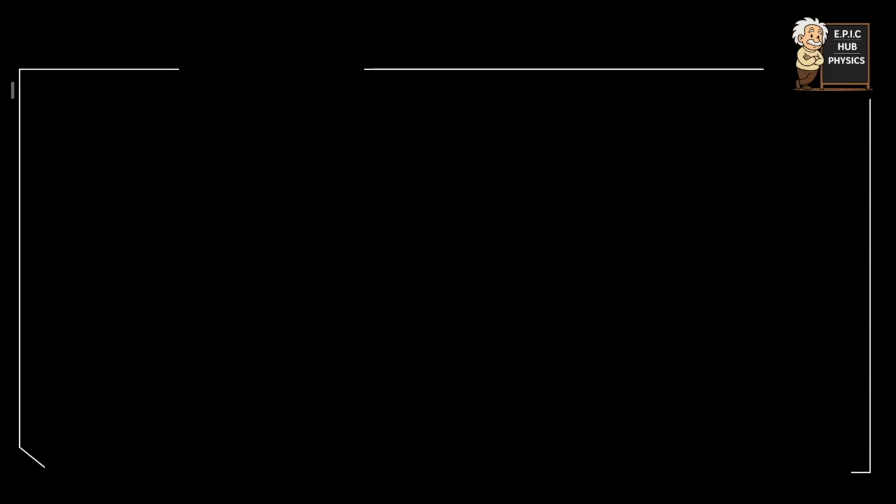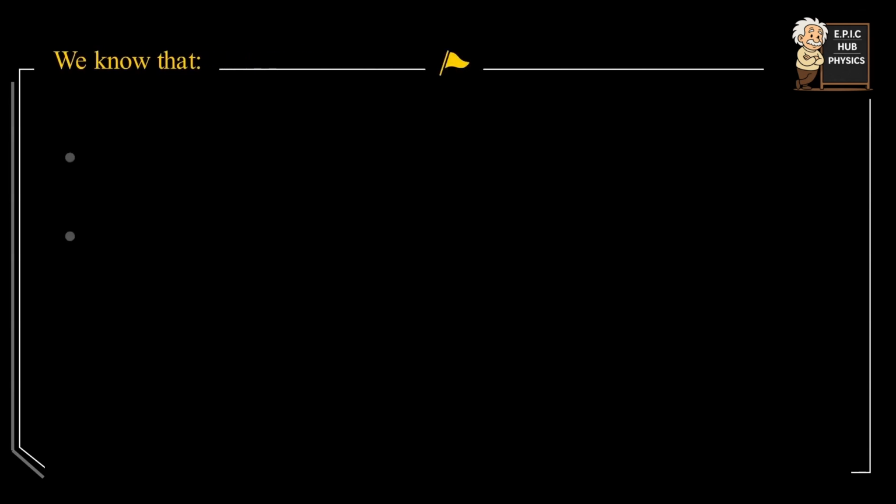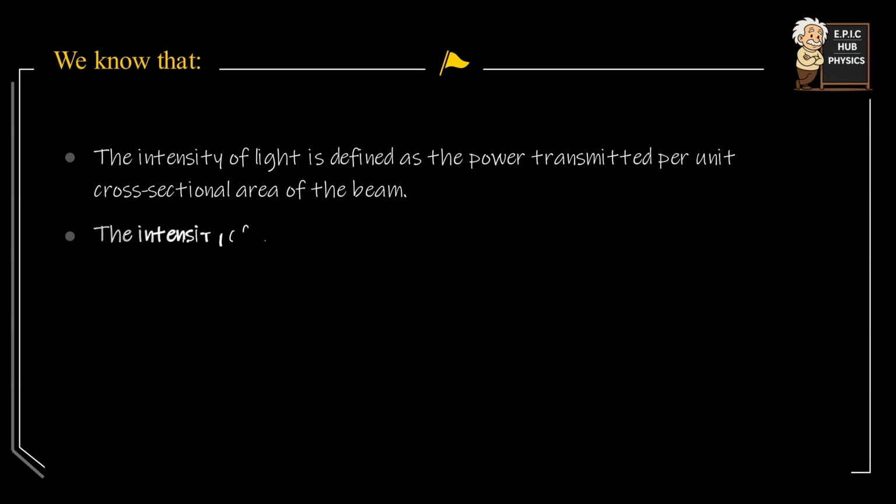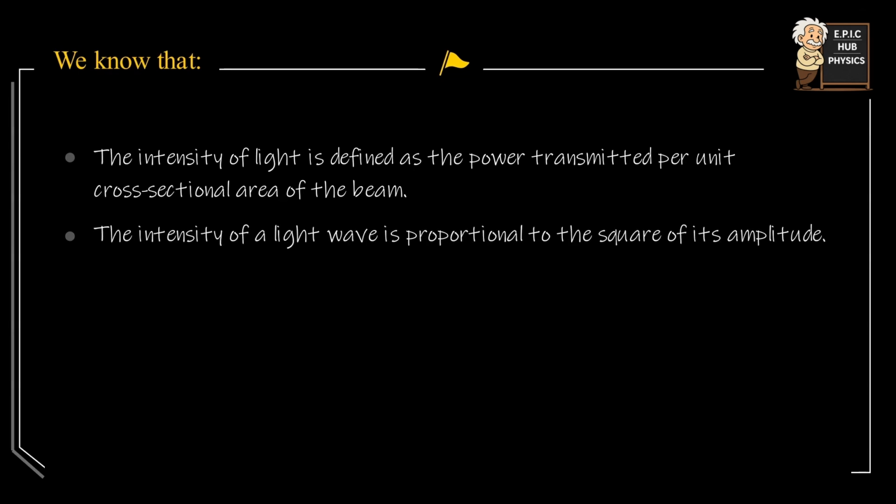This question tests our understanding of the relationship between light intensity, amplitude, and the cross-sectional area of a beam. What do we know? The intensity of light is defined as the power transmitted per unit cross-sectional area of the beam, so intensity equals power divided by area. We also know that the intensity of a light wave is proportional to the square of its amplitude. This means that if the amplitude increases, the intensity increases according to the square of that change.